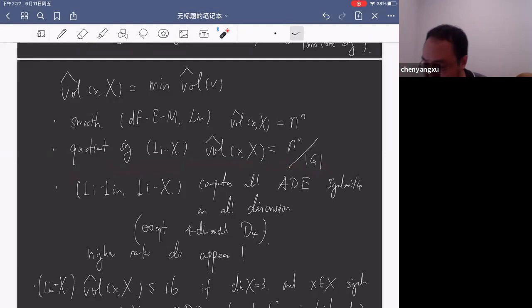And actually, in the work by Chi Li and Yuchen Liu, and Chenyang Xu and myself, we calculate all the ADE singularities in all dimensions, except the one case, the four-dimensional D4. What we're doing here is that all these are hypersurface singularities. So we basically just look at the weighted blow up of this embedding. And then among all those weighted blow ups, we choose the one which has the minimum volume. And now we just concentrate on this valuation and try to prove it is K-semistable.